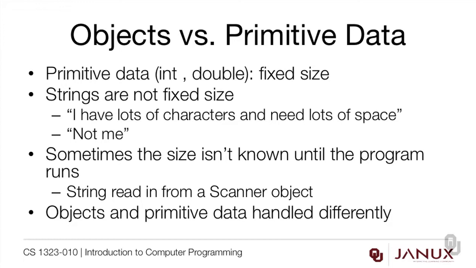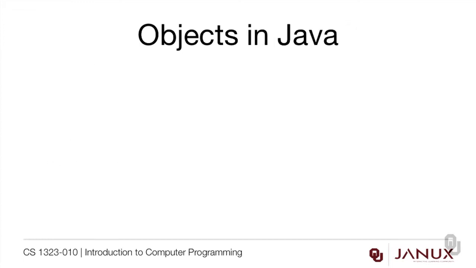Objects and primitive data are handled differently. Now, a lot of it looks the same, but it has different meanings. And so one thing that I want you to understand is the difference in meaning between how objects are handled and how primitive data is. So here's how objects work in Java.